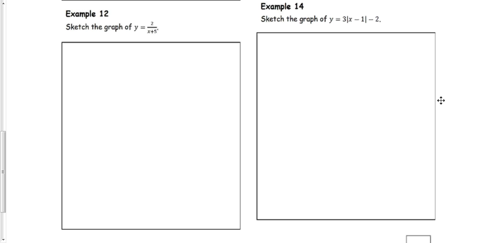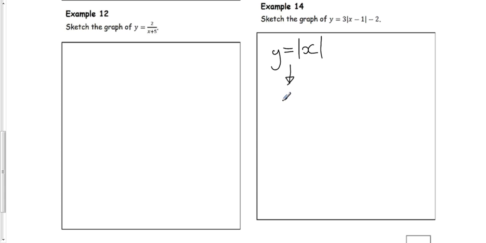C3, transforming graphs of functions, example 14. Sketch the graph of y equals 3 mod x minus 1, take 2. Well, I'm going to start with the graph of y equals mod x, so I know what that one looks like, and then transform it 3 different ways.